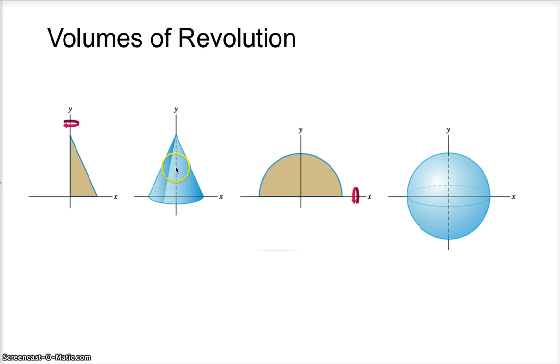So try to visualize that. A right cone. Another example here, if we have a semicircle, we were to revolve that about the x-axis, we would have a sphere.